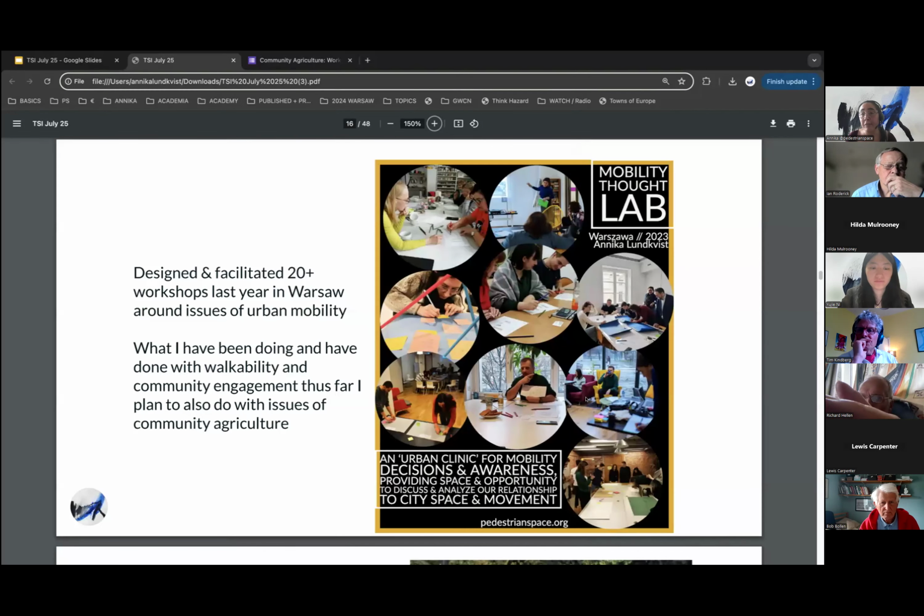Last year, I designed and facilitated 20 plus workshops and walking labs around issues of urban mobility. And one thing I'm really excited about and very grateful for, to have this space today, is that I'm really at the foundation stages of engaging with the topic of community agriculture. But what I envision for the future will be these types of engagements and workshops. So again, always looking forward to being able to engage with people who are doing such things.